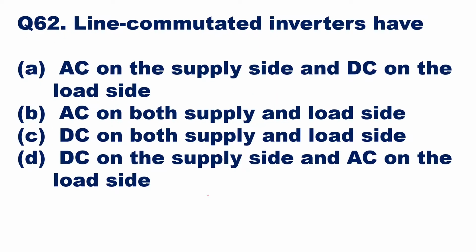Then we'll go to question number 62. Line commutated inverters have. Option A is AC on the supply side and DC on the load side. B, AC on both supply and load side. C, DC on both supply and load side. And option D is DC on the supply side and AC on the load side. So here option B will be the right answer because it is line commutated inverters, so it is AC on both supply and load side.